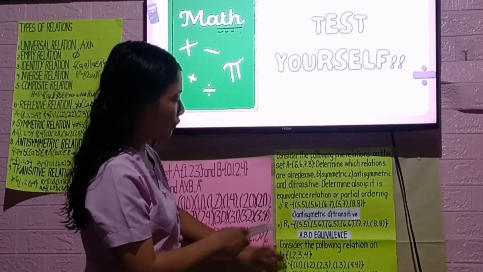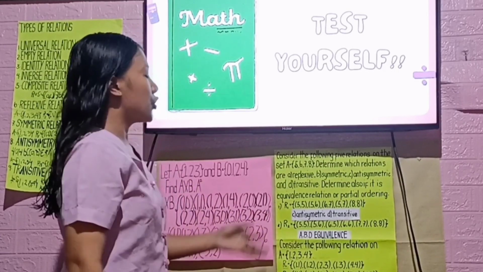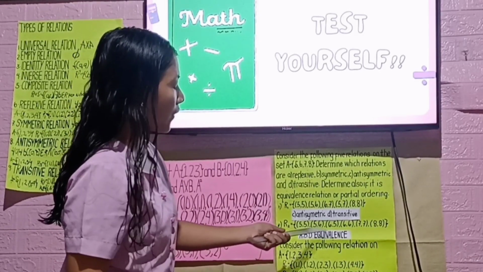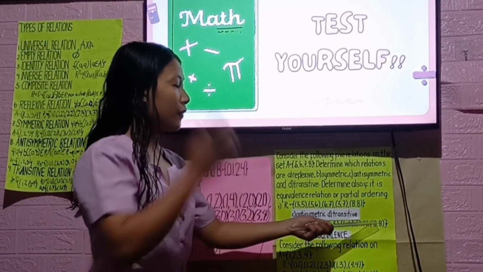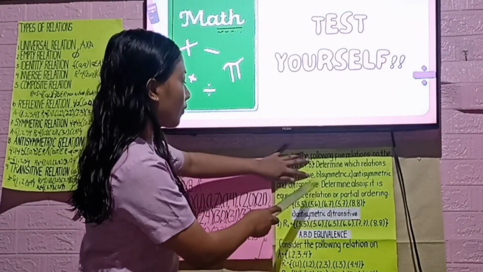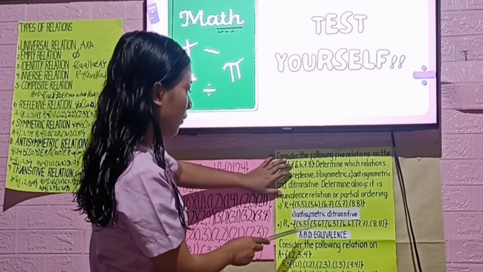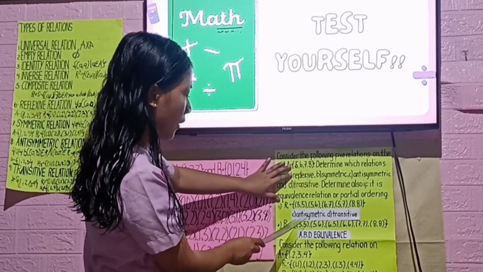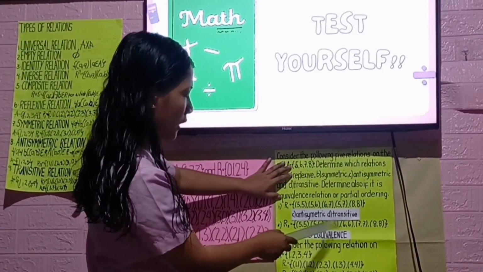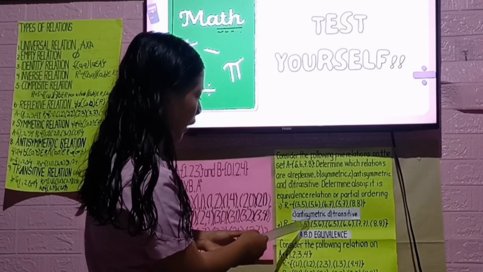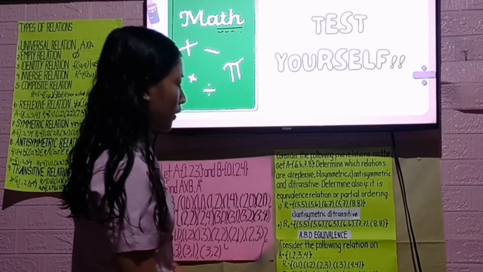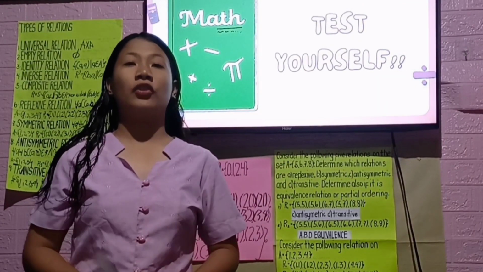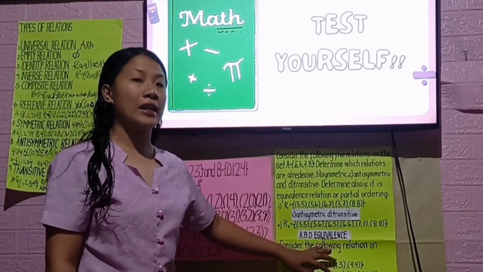So in our R1, it is antisymmetric and transitive. Check. In our R2, we have 5, 5, 5, 6, 6, 5, 6, 6, 7, 7, 8, 8. It is reflexive: 5, 5, 6, 6, 7, 7, 8, 8. Symmetric: 5, 5, 5, 6, and we have 6, 5. And transitive: 5, 5, 5, 6, 6, 5. So, correct. If it is reflexive, symmetric, and transitive, then it is an equivalence relation.